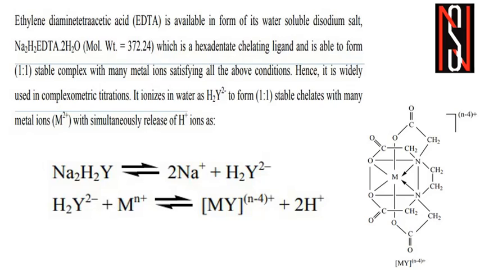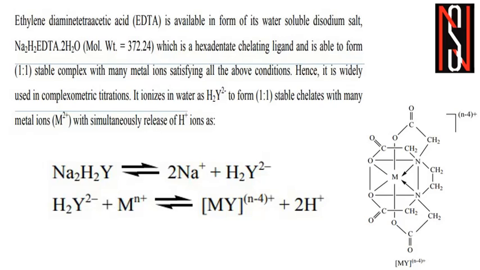So we have already come to know so far that EDTA is most widely used as a complexing agent in this kind of complexometric titration. EDTA is available in the form of its water-soluble disodium salt, which is a hexadentate chelating ligand, and it is very much able to form a 1:1 stable complex with many metal ions, satisfying all the conditions we have already discussed in the last slide.